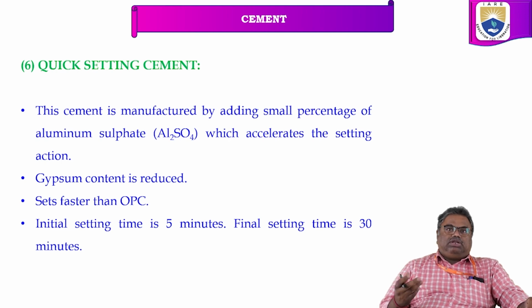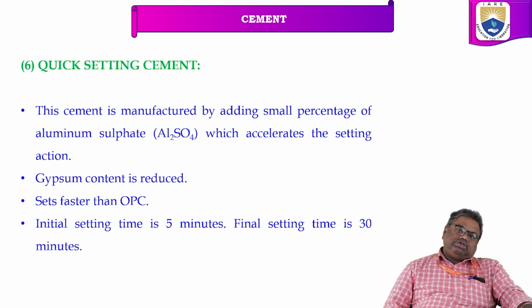Means lesser setting time, right? So gypsum content will be reduced in the cement. So gypsum content will be very less and it sets faster than the OPC. For example, OPC initial setting time is 30 minutes, while this will take around 15 to 20 minutes. So the initial setting time is 5 minutes itself. So you can see here quick setting time. The initial setting time is within 5 minutes, and the final setting time is 30 minutes.